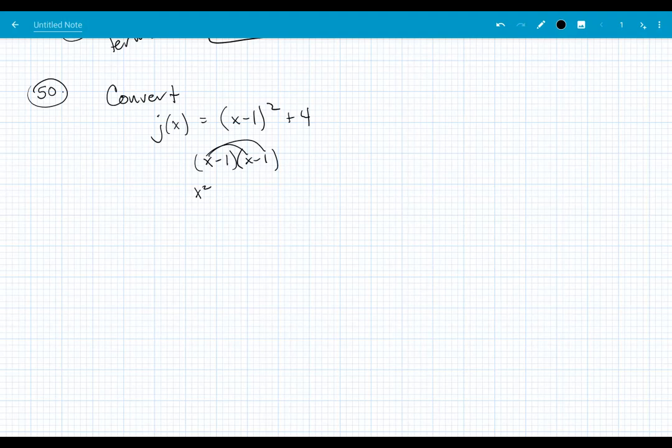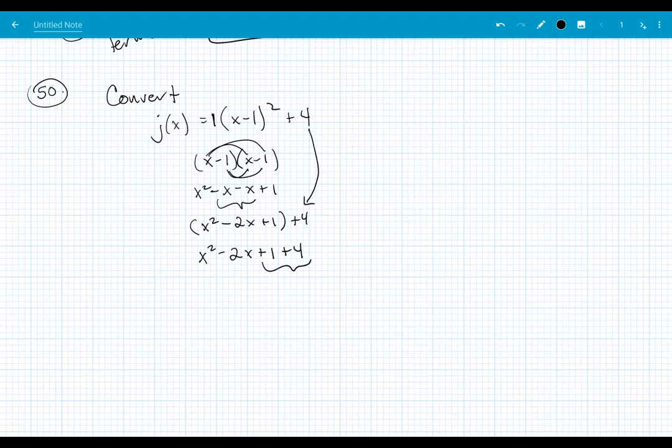So x squared minus x minus x plus 1. Simplifying that a little bit, getting x squared minus 2x plus 1. And then bringing down this plus 4. But notice in this case, I don't have a coefficient up front, which is okay. It's really just one less thing to do. So I really don't need the parentheses, because we can see this as an understood 1, and multiplying by 1 is not going to change anything. So really what I have here is x squared minus 2x plus 1 plus 4, combining my like terms. I get j of x is equal to x squared minus 2x plus 5.